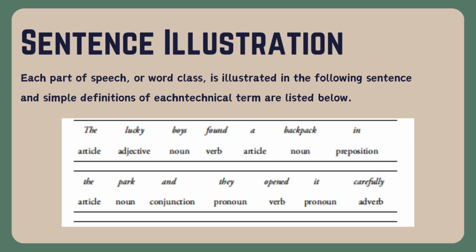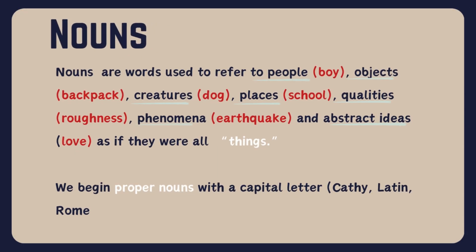Now let's explore each part of speech in more detail, starting with noun. So nouns are words that name people, objects, creatures, places, qualities, phenomena, or abstract ideas. They are often considered the naming words of a language. People. These can be general like boy or specific like Kathy. Here, Kathy is a specific noun, so it's a proper noun.